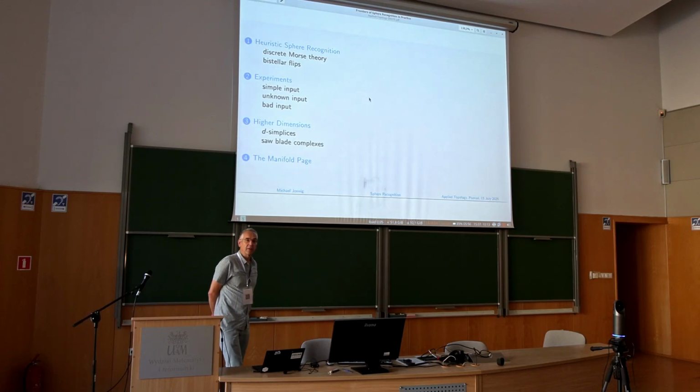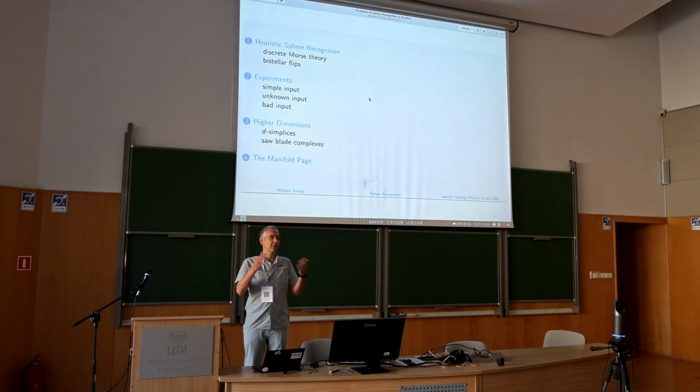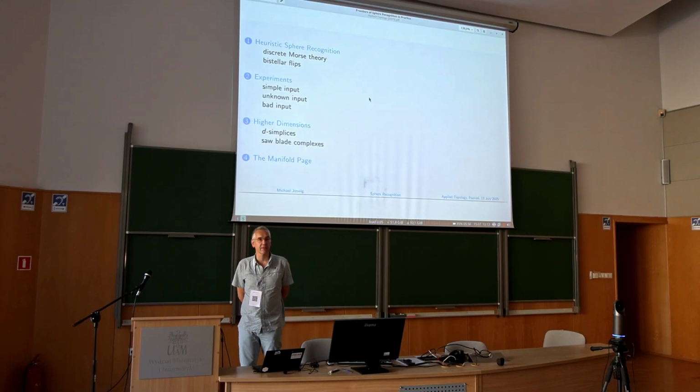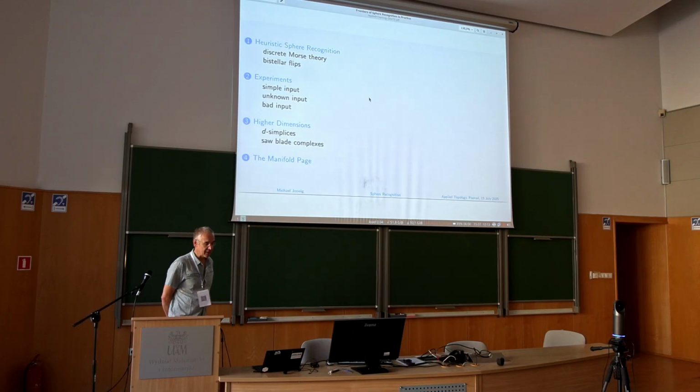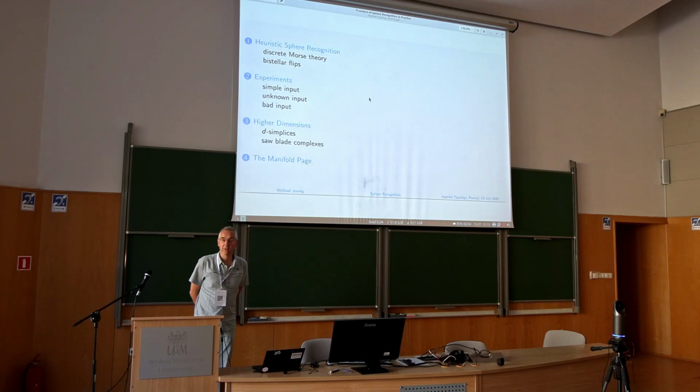I want to talk about the problem. So you have a topological space given as a finite abstract simplicial complex, and you want to decide, is this a sphere, yes or no? There are a couple of technical ramifications. There are tools on the way.